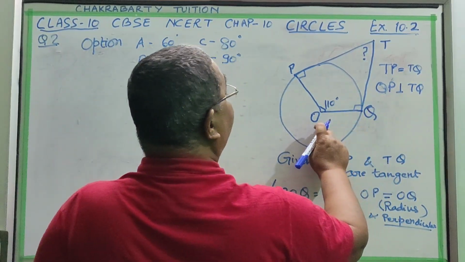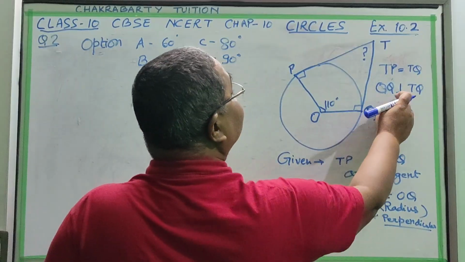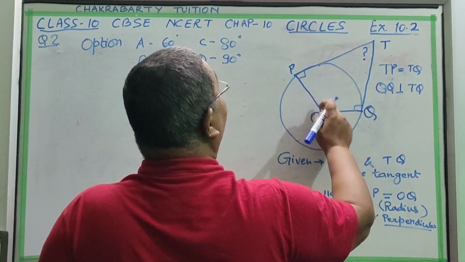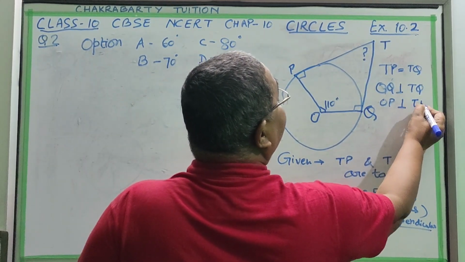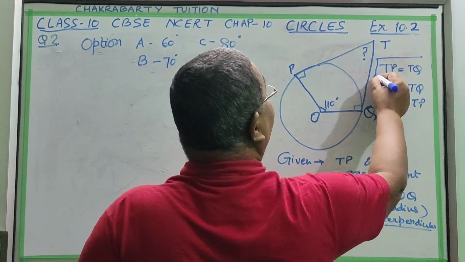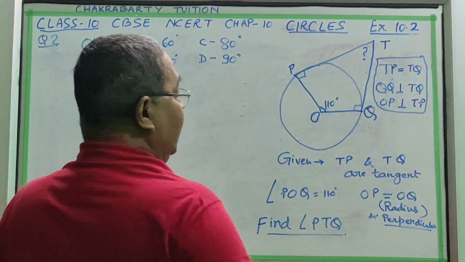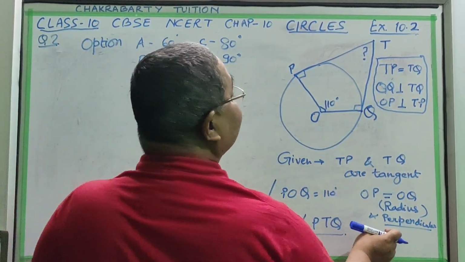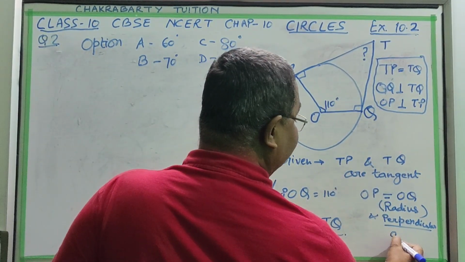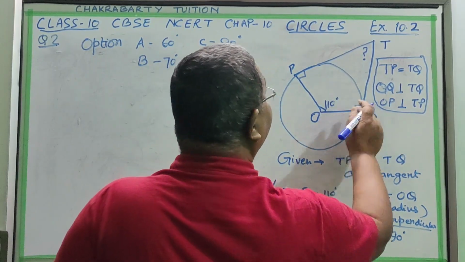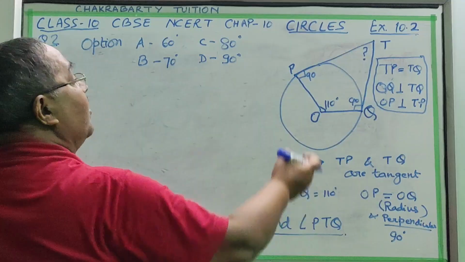OQ line is perpendicular on TQ, and OP line will be perpendicular to TP. This is not required for this question, I just told you for information. In other questions we will use it. So here 90 degree is required. This perpendicular is required here. Perpendicular means 90 degree angle it will make on the base. So it will be 90 degree and it will be also 90 degree. Now you have to find the T.